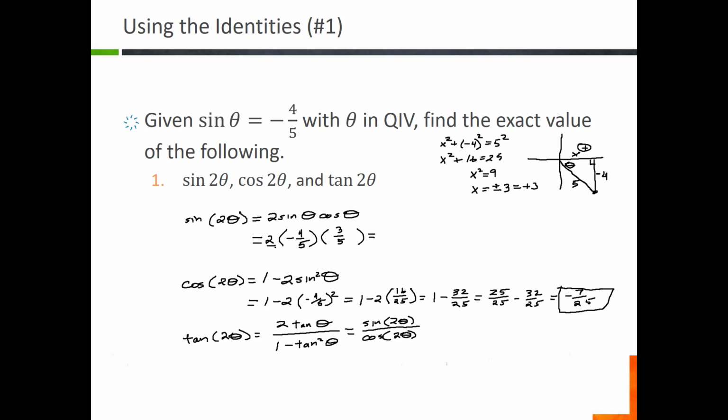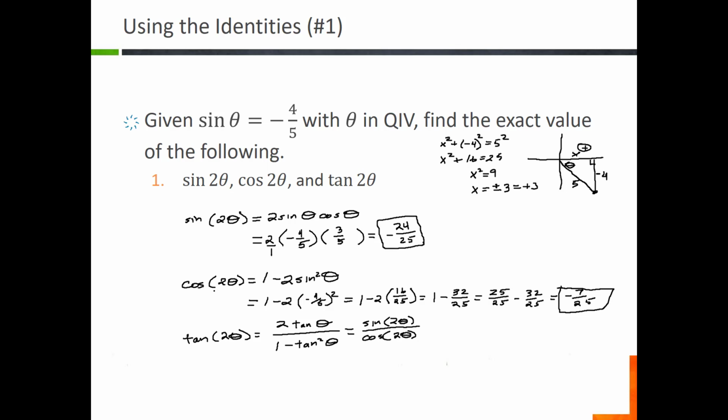We know that the 2 has a 1 underneath it, so we're going to multiply the 2 times the 4 times the 3. So 2 times 4 is 8, 8 times 3 is 24. And we know 1 times 5 times 5 is 25. So that's going to be a negative 24/25. So that's the sine of 2 theta.